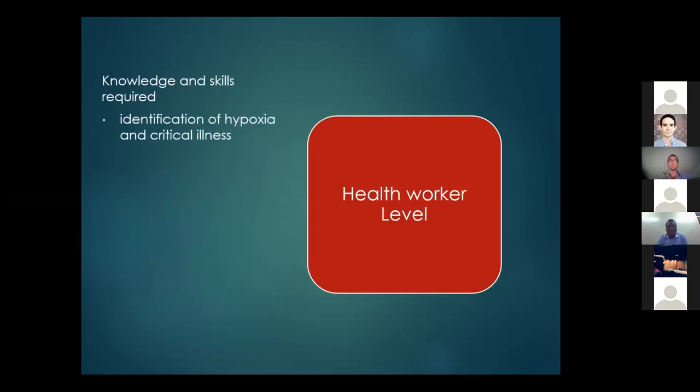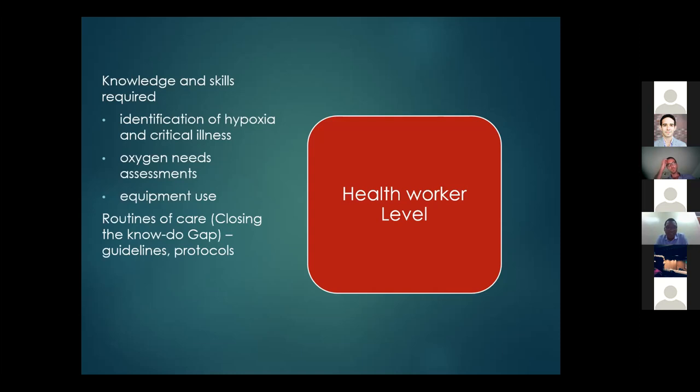Now, looking at the health workers as well, we need to understand what knowledge and skills they have, as well as what is required. Are they able to identify hypoxia, as well as critical illness? Without that identification, a health worker is not going to intervene in the patient's condition. A health worker should also be able to assess the oxygen needs of their patients and know which type of equipment to use to effectively give oxygen. If a patient needs more than 10 liters of oxygen, they don't need to be put on nozzle prongs, they need maybe a face mask.